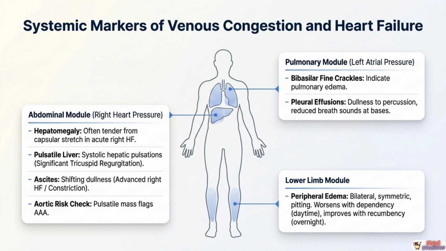And the lower limb module includes peripheral edema, classically bilateral, symmetric, and pitting, worsening through the day with dependency and improving overnight with recumbency. Together, these three modules transform a routine physical exam into a precise hemodynamic map of exactly where the heart is failing.